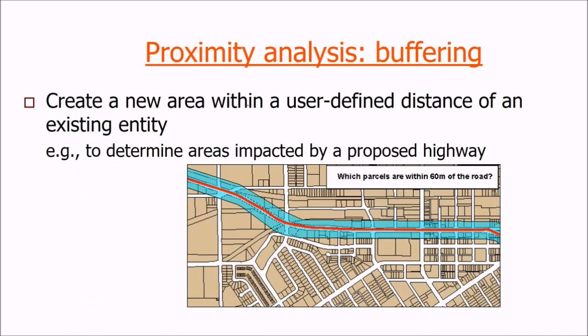Let us see the proximity analysis, that is the buffering. What is this? We want to create a new area within a user-defined distance for an existing entity. For example, we want to determine the area which is impacted by a proposed highway. So this is a highway which we are trying to build. This area in the shaded blue region is the area which is affected, so you need to take care of this area. This is how, just by sitting at your desktop, you can plan and make decisions on the basis of this buffering. So this is the proximity analysis, one of the outputs of the GIS.